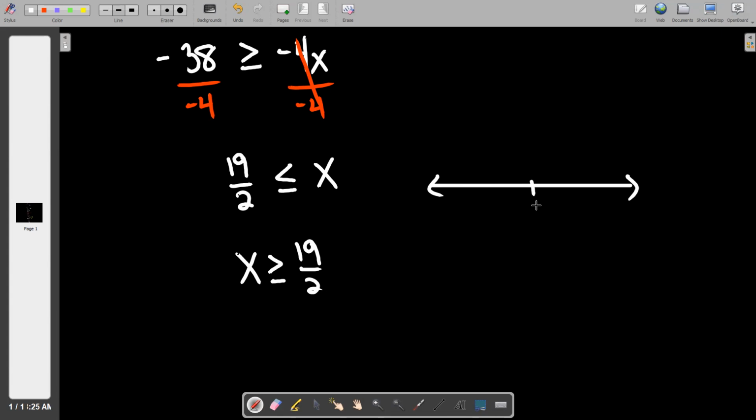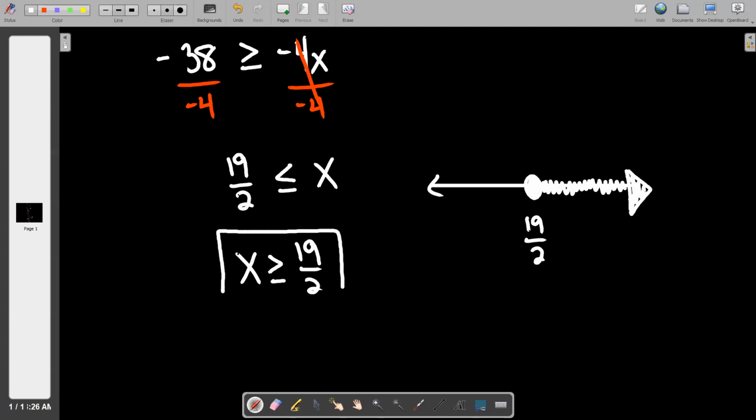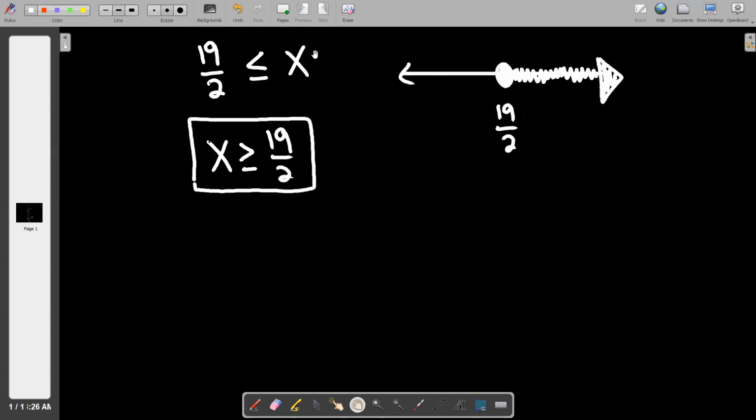So I'm going to put my boundary point, which again, you can just mark it. You don't have to figure out that it's between like 9 and 10 and get all perfect. Just mark it. Open or closed circle. Closed, and which way will we shade? To the right, because it says X has to be greater than or equal to 19/2. So I make my decisions based on the properly ordered. So, still good? Okay, let's go again.